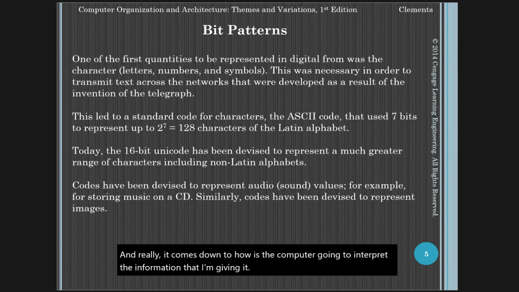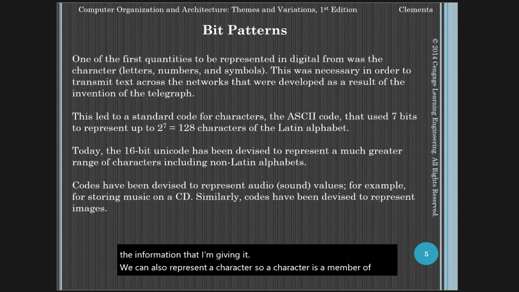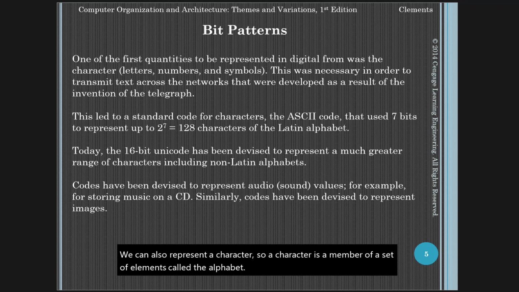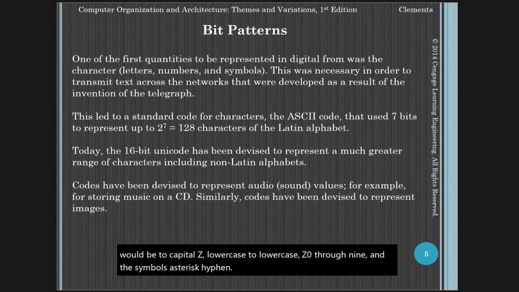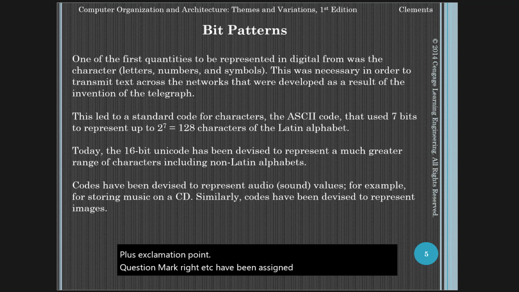We can also represent a character. So a character is a member of a set of elements called the alphabet. And alphanumeric characters of the Latin or Roman alphabet, so that would be capital A to capital Z, lowercase a to lowercase z, 0 through 9, and the symbols asterisk, hyphen, plus, exclamation point, question mark, etc., have been assigned binary patterns so that they can be stored and manipulated within the computer.